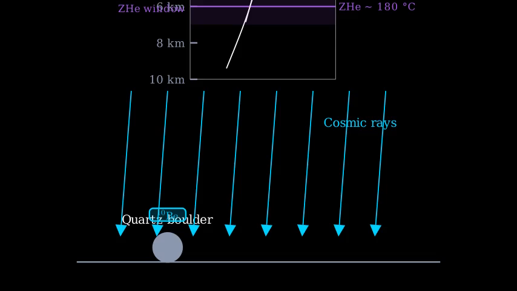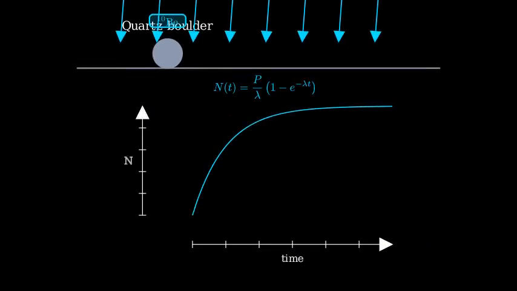If production is roughly constant and erosion is negligible, the buildup follows an approach to saturation. N of T equals P over lambda times 1 minus e to the minus lambda T. Early on, it is almost linear. Much later, it asymptotically approaches P over lambda.